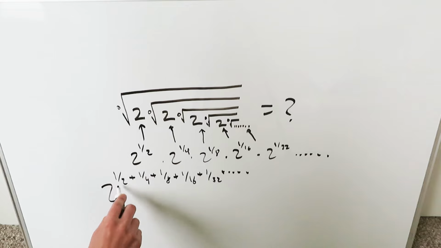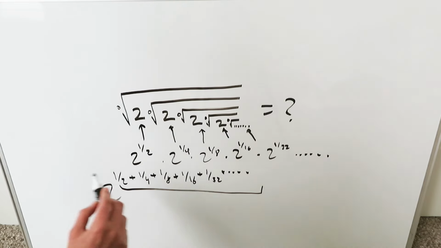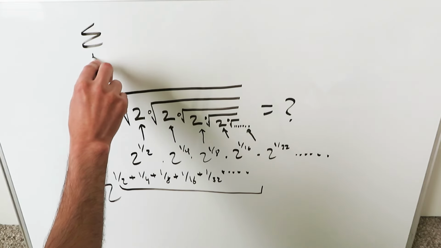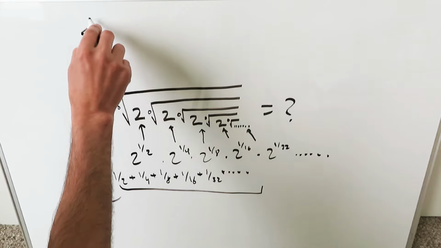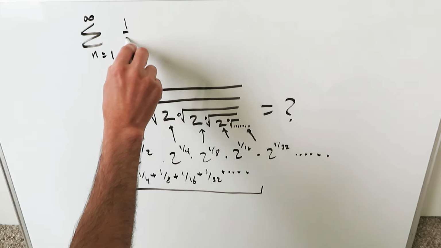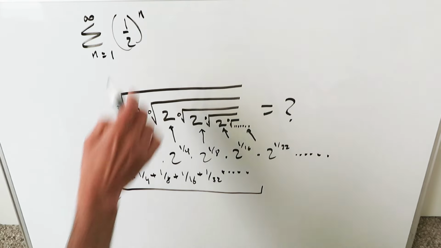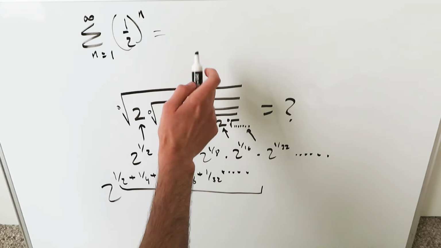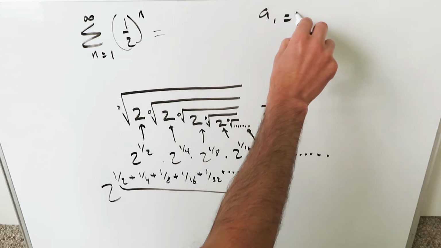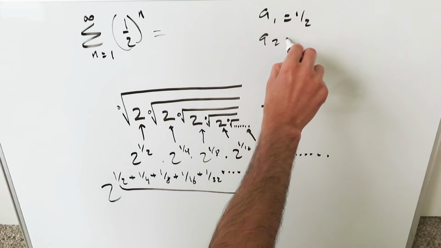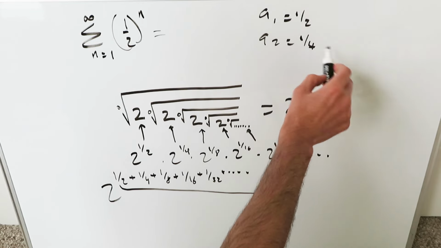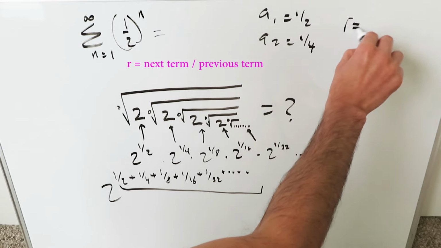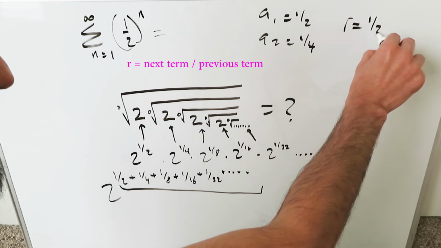Focusing only here on this exponent, we have something which looks like this. From n is equal to 1 to infinity, I have 1 over 2 to the n. That's exactly what it is. What would this be equal to? Well, if you look at your first term, it's a 1 over 2. Look at your next term, it's a 1 over 4. And look at the next and next term, you can find a common ratio here to be 1 over 2. It's going to be convergent. A convergent infinite geometric series.